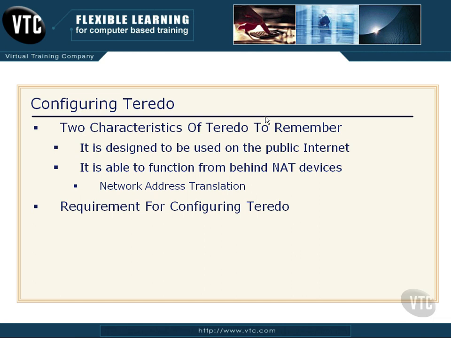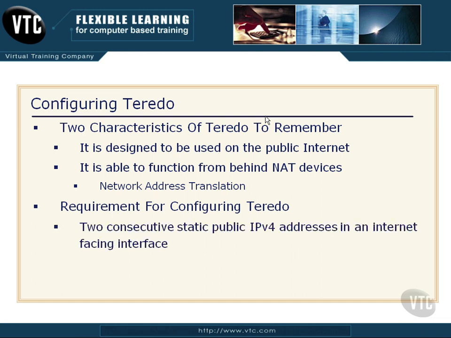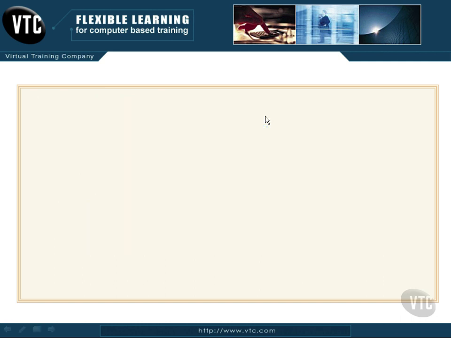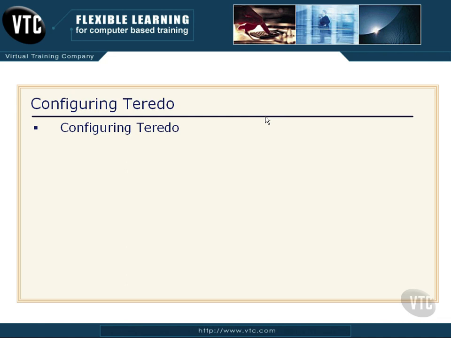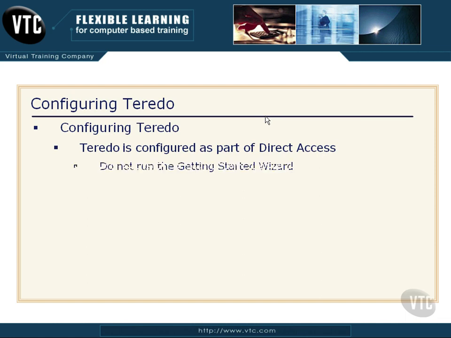Now, one of the main requirements for configuring Teredo is that you have to have two consecutive static, notice that word static, public IP version 4 addresses on an internet-facing interface. So you'll have to have two static addresses facing the internet. Then, to configure Teredo, and this is a bit interesting, Teredo gets configured as part of the DirectAccess functionality that's new in Windows Server 2012.